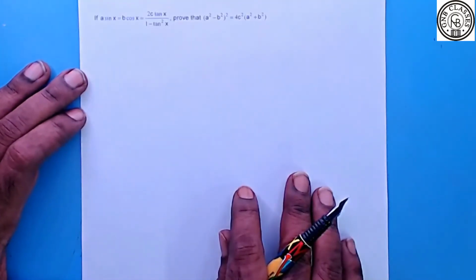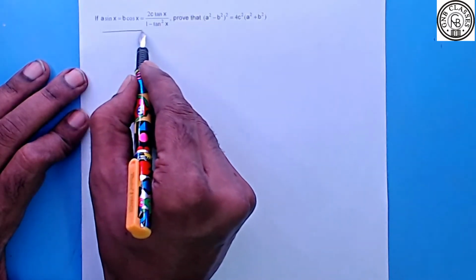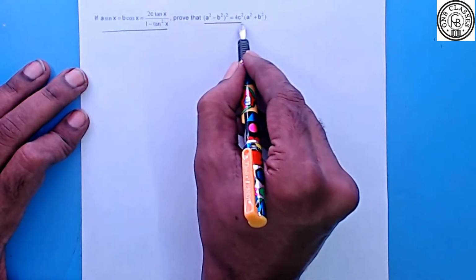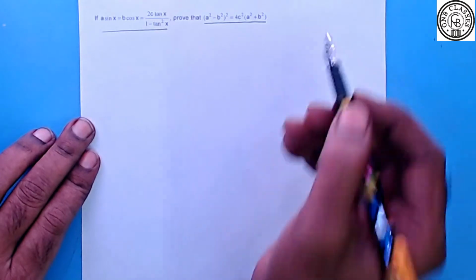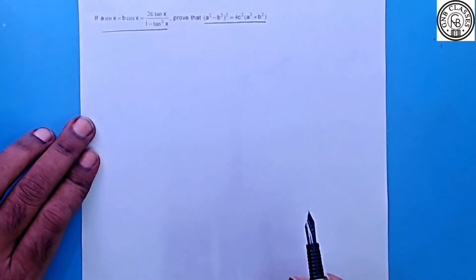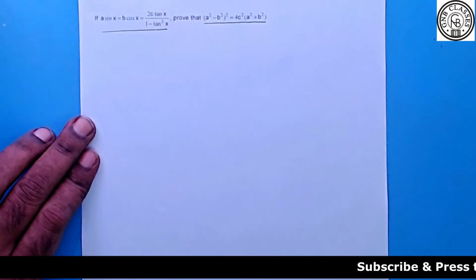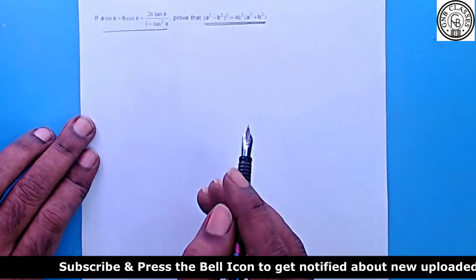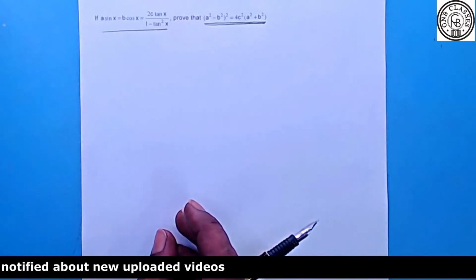In this question, we have been given that a sin x equals b cos x equals 2c tan x by 1 minus tan square x, then prove that (a square minus b square) whole square equals 4c square into (a square plus b square). Now, just by looking at the sum, we can understand that we have to prove a relationship, a relation where there is no variable. Here the variable is x. So this is a relation where there is no x. So common sense says that we have to eliminate x from here.